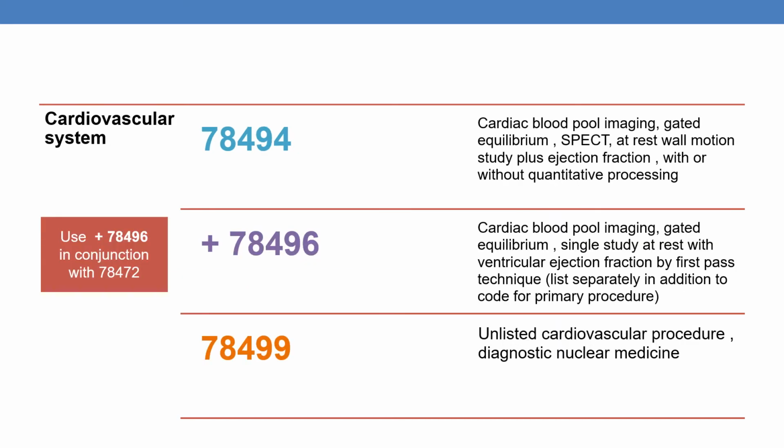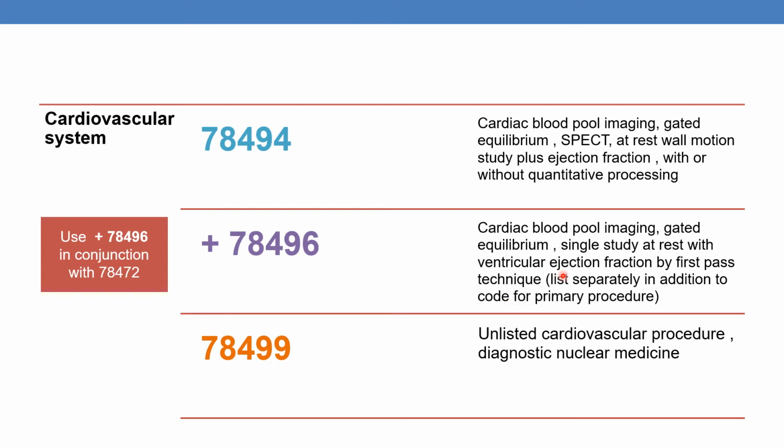Coming to the next CPT, 78494. The description is cardiac blood pool imaging, gated equilibrium, SPECT, which is single photon emission computed tomography, at rest, wall motion study plus ejection fraction with or without quantitative processing. The next is an add-on code, plus 78496. It deals with cardiac blood pool imaging, gated equilibrium, single study at rest with ventricular ejection fraction by first pass technique.